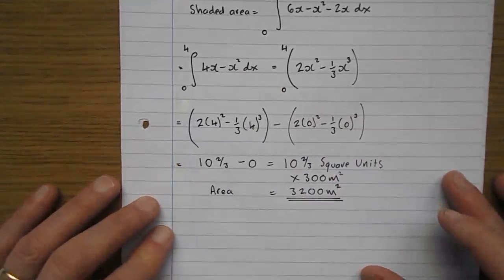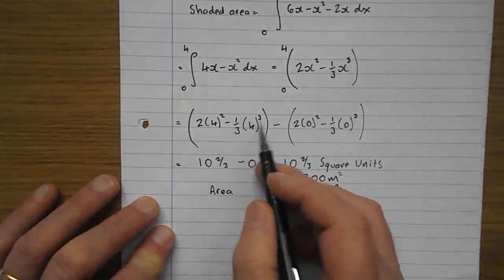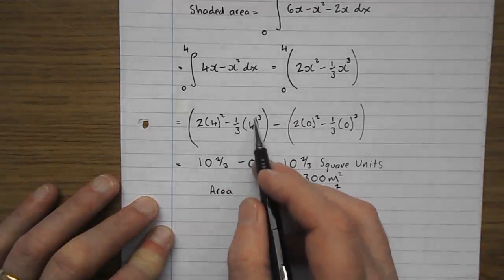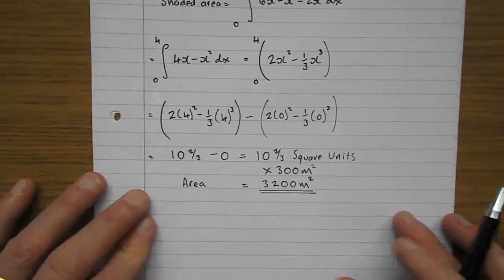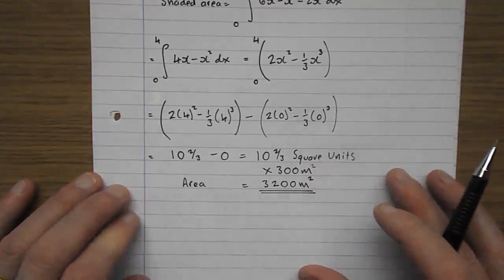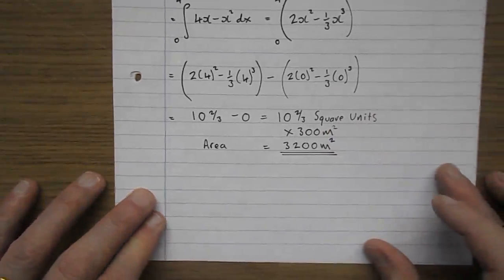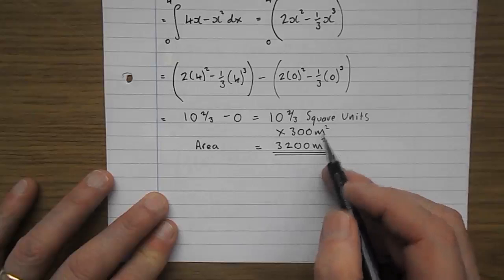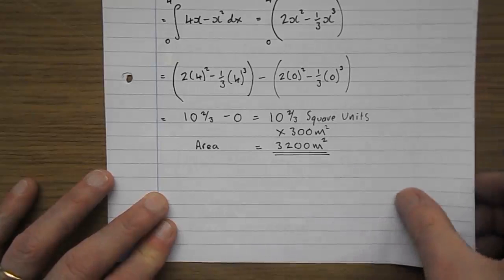Putting in 4 is really quite easy. You substitute x for 4 in the diagram, so it's 2 times 4 squared, take away a third times 4 cubed. Calculator makes that very easy. 10 and 2/3. 0 of course gives you 0 there. So the area is 10 and 2/3 square units, and don't forget that each one stands for 300 square metres. So the area of land is 3,200 square metres.